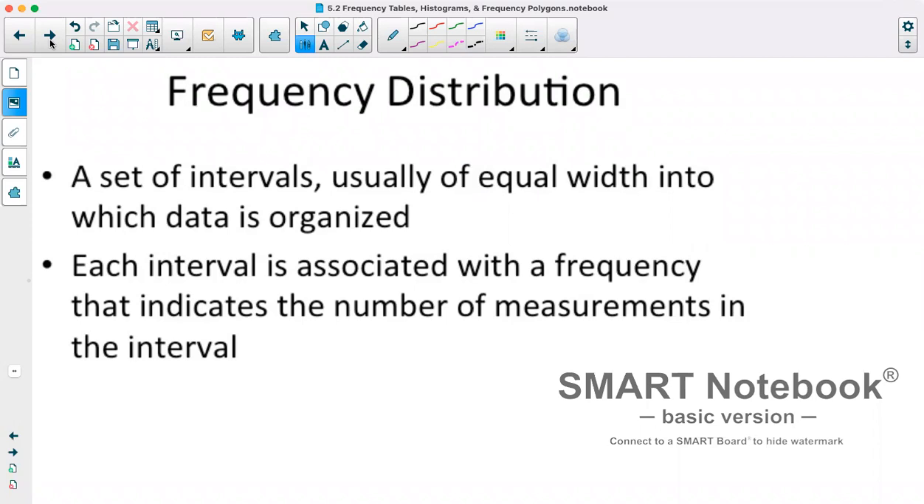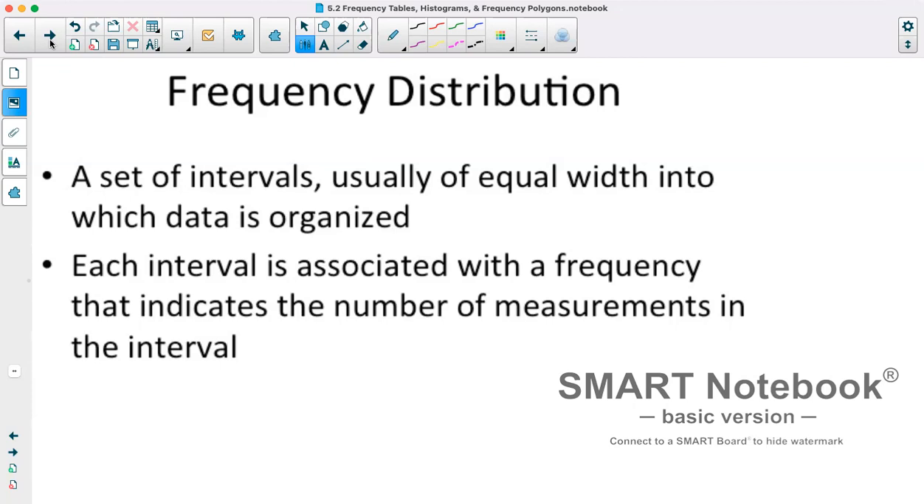They're a set of intervals, usually of equal width, into which data is organized. For example, if you're looking at precipitation, you might have the amount of times it rained between 0 and 2 millimeters, between 2 and 4 millimeters, between 4 and 6 millimeters. So our intervals would be, in this case, intervals of 2 millimeters.